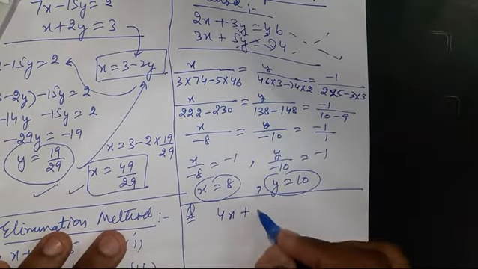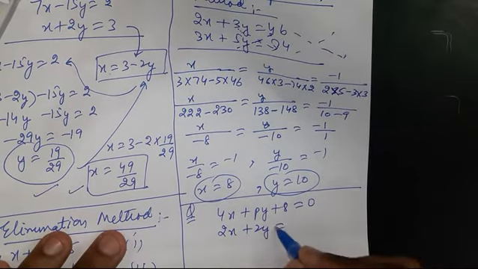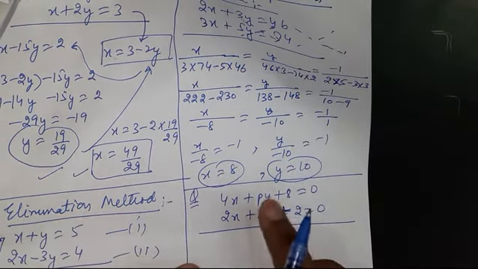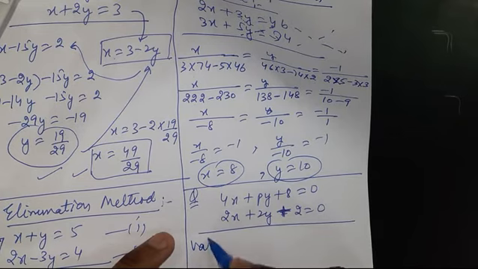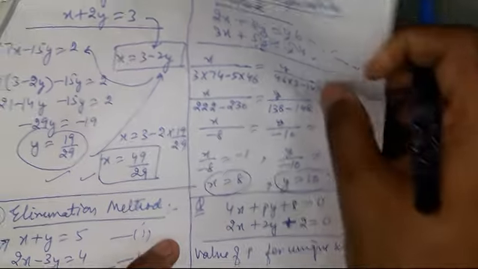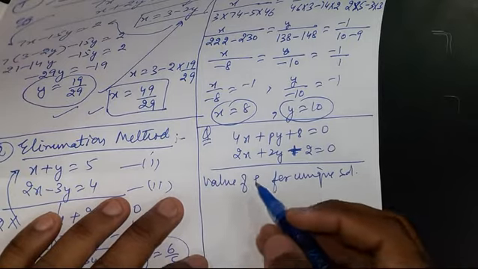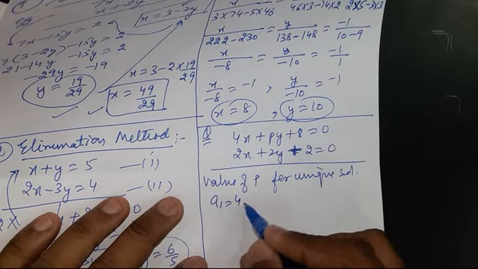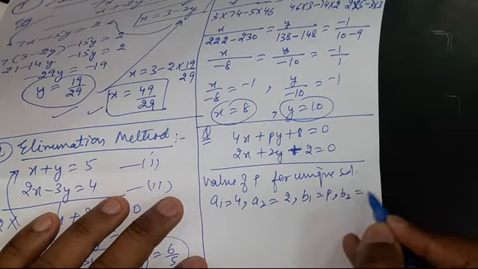This is the equation given to you. You have to find the value of p for unique solution. So how can you find out the value of p for unique solution? Let us suppose that this 4 is a1, a2 is 2, got it, b1 is p, and b2 is 2 over here.